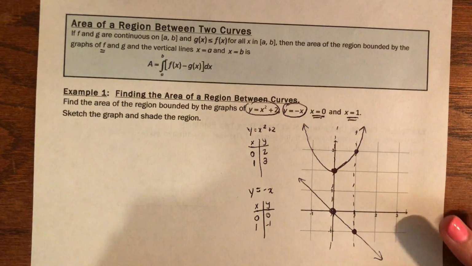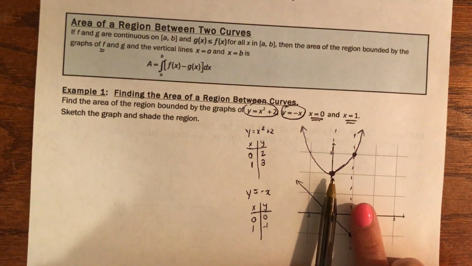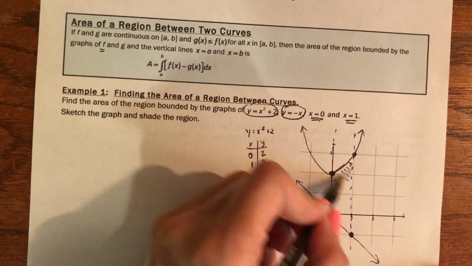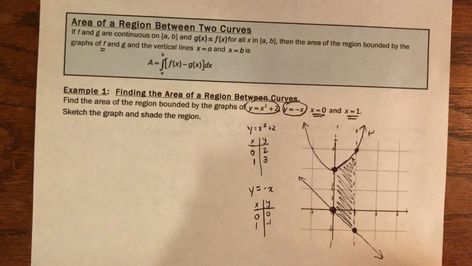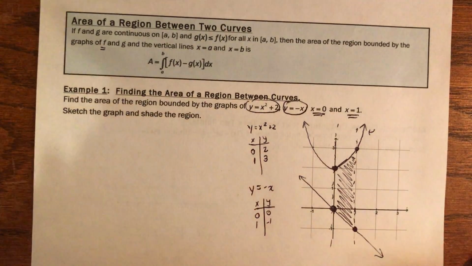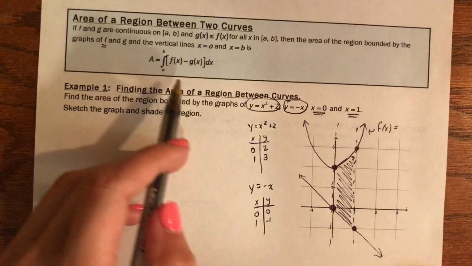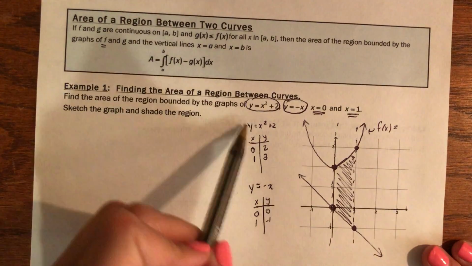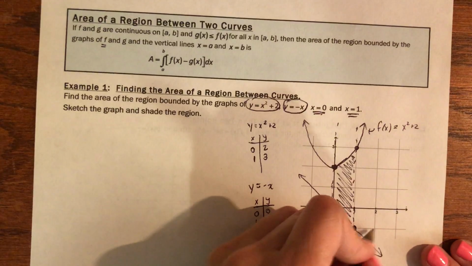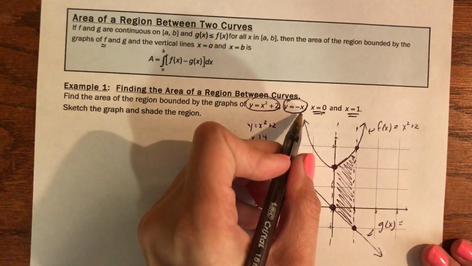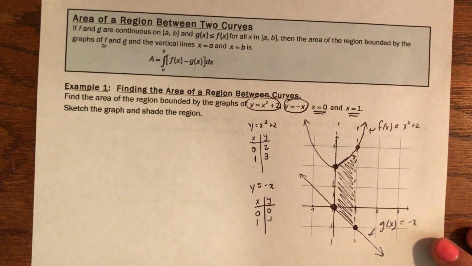Well, I want the area between these two curves, right, and between these two lines. So that region is right here, right? And what you notice is your f of x function is always going to be your bigger one, right? The one that's on top. So I'm going to make my f of x function based on this formula here. So f of x happens to be this x squared plus 2. That makes my g of x this negative x, right? All right, so we are ready to integrate.